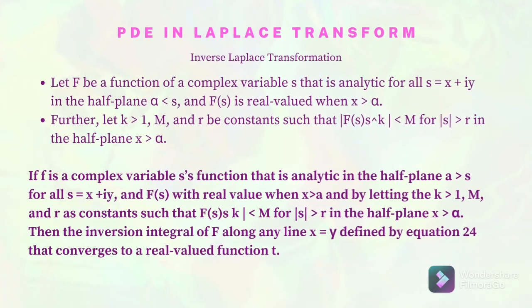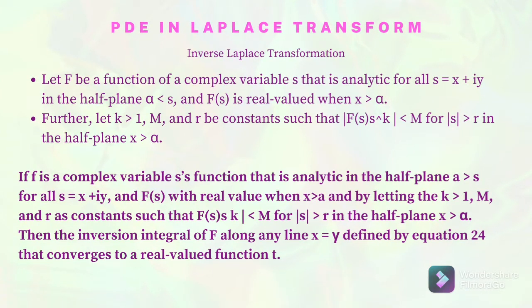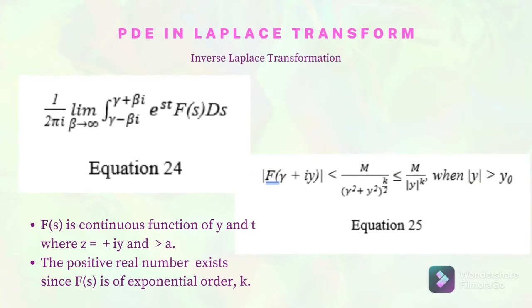If f is a complex variable s function that is analytic in the half plane x bigger than a for all s in the complex plane, and f(s) is real valued when x is bigger than a, and by letting k be bigger than 1, and m and r be constants such that the absolute value of f(s) is smaller than m over s to the power k for s bigger than r and the half plane x bigger than a, then the inversion integral of f along any line x equals the term defined by equation 24, which converges to a real valued function of t.